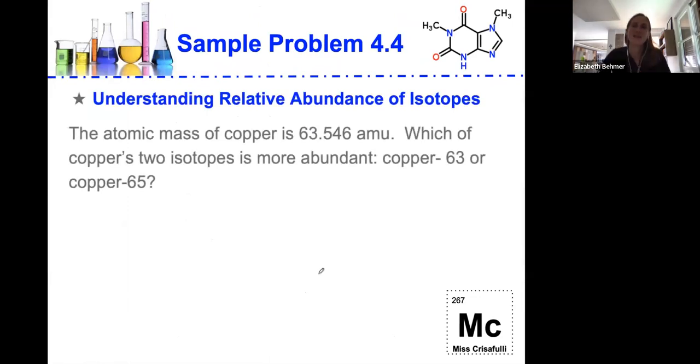So let's look at this in another sample problem. The atomic mass of copper is 63.546 atomic mass units. Which of copper's 2 isotopes is more abundant, copper-63 or copper-65?